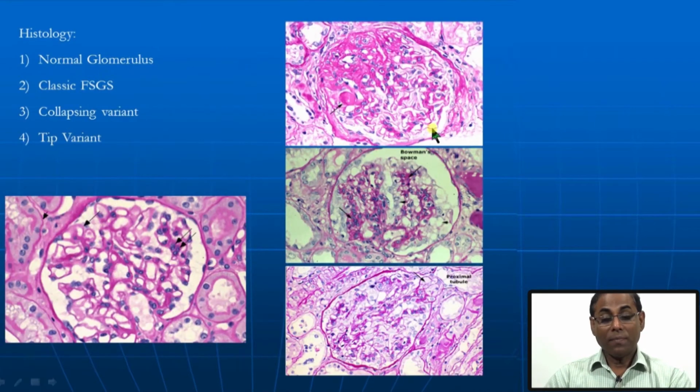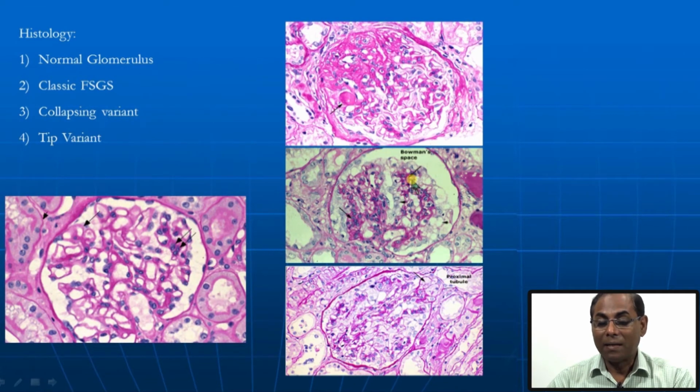So, this is the histology. This one I have shown you, the normal glomerulus, like the one which I showed you in minimal change disease, it is normal light microscopically. Here, if you see the capillary loops in this area, the segment is totally sclerosed, and you can see that there is fusion of the loop with hyalinosis and fibrosis, and on the other side it is totally normal. And so, this is a typical segmental sclerosis.